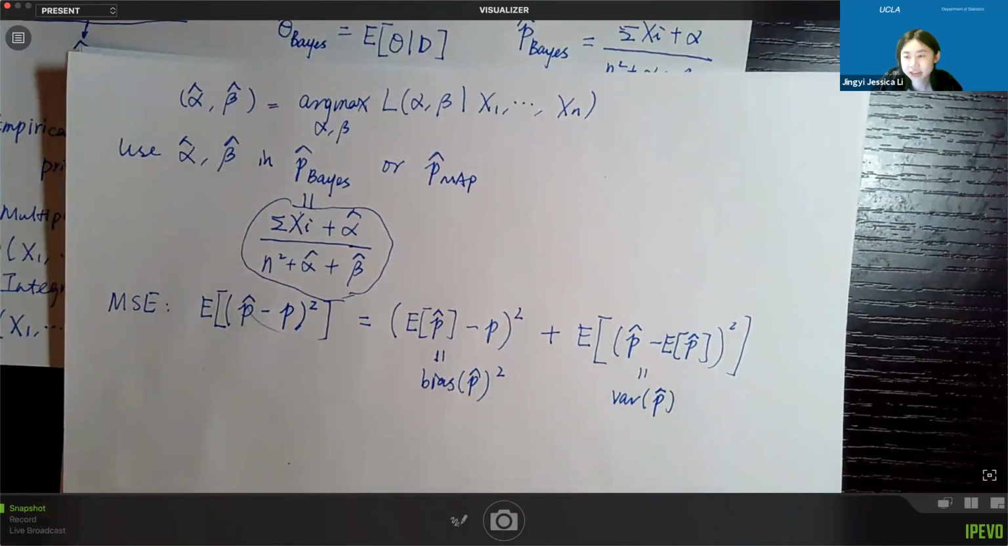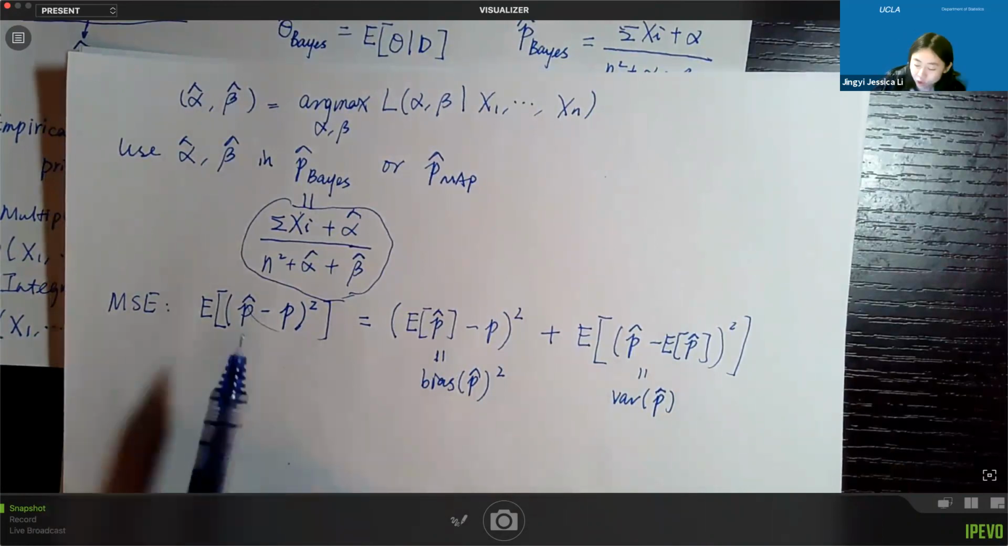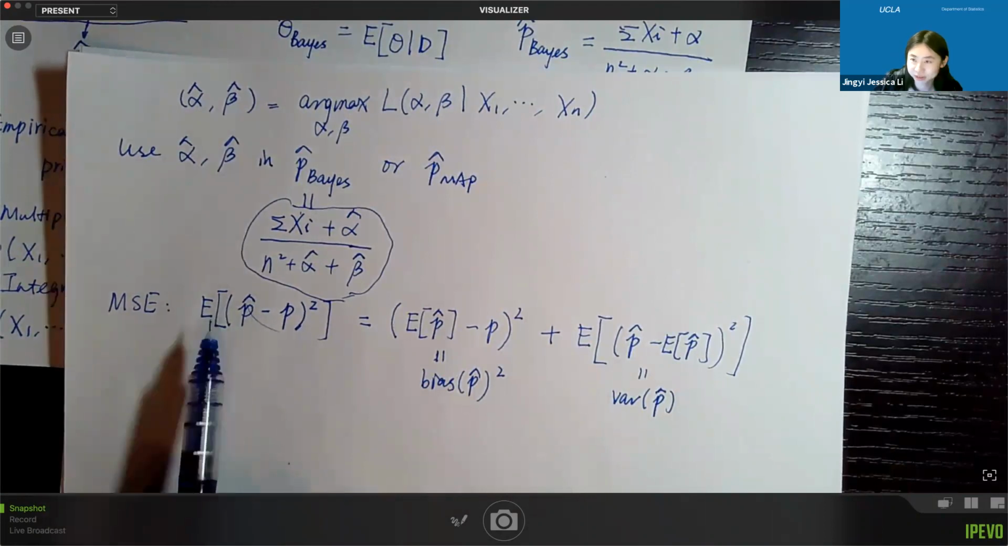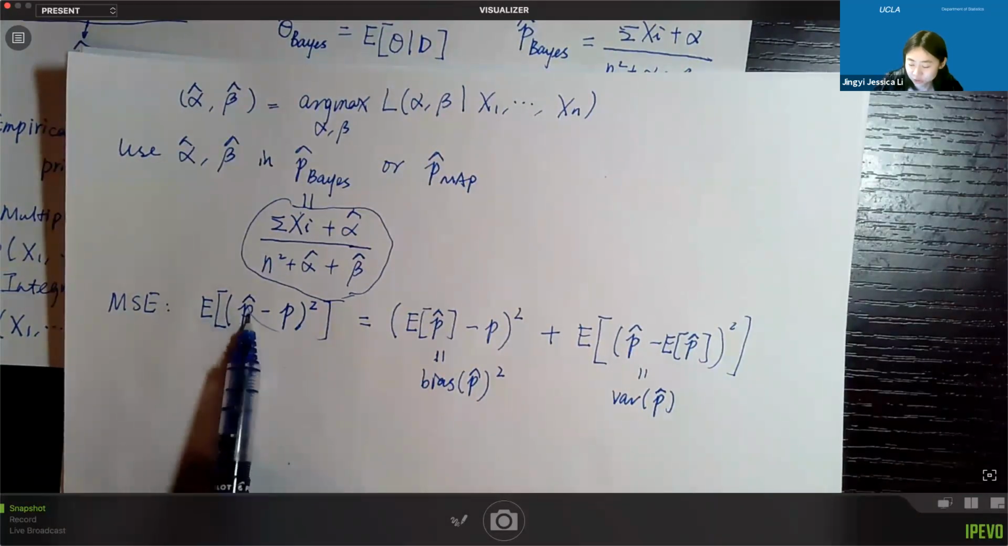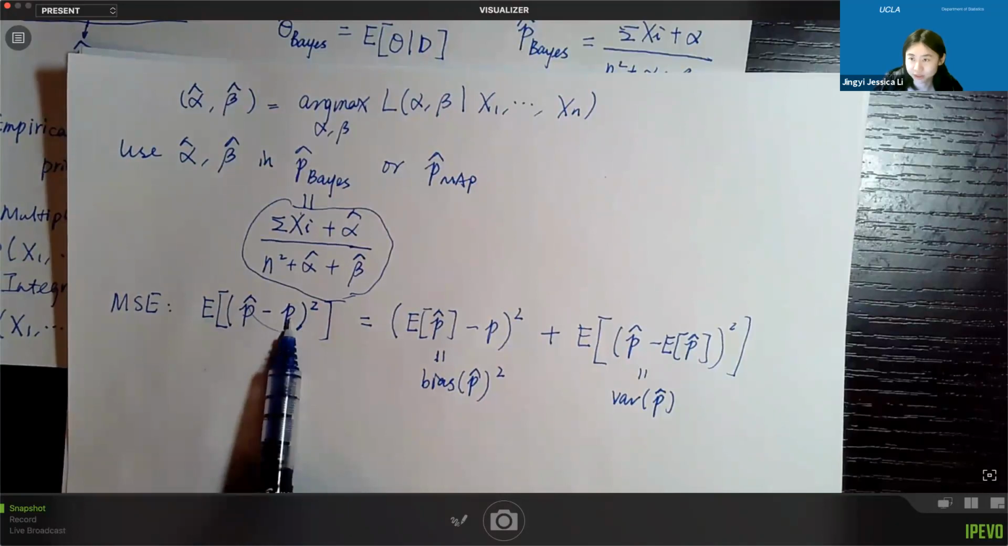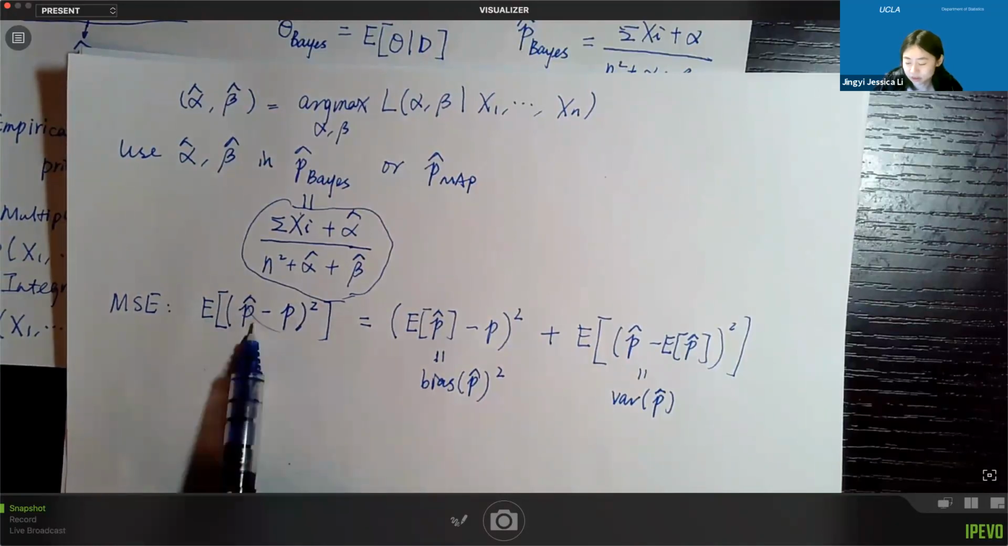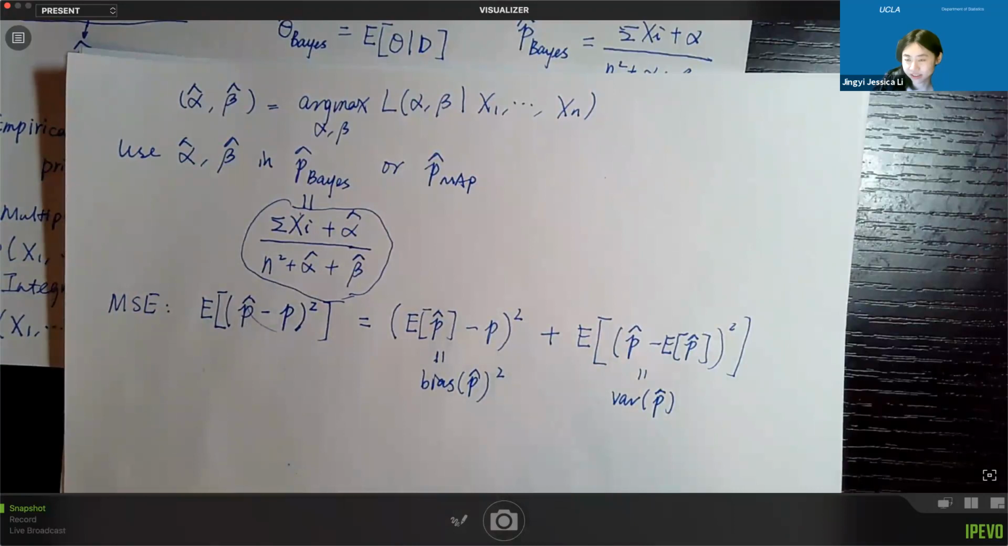So MSE and bias are talking about two different things. MSE is: overall, what would you expect to be the squared difference between your estimator and the true parameter? This is something you want to minimize. But bias is one side, and variance is another side. Thank you for the question. If you want to talk more about frequentist and Bayesian, you can check online. There has been a lot of discussion and debate over the years, maybe in the past century.